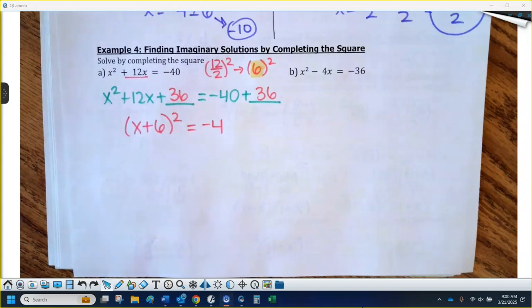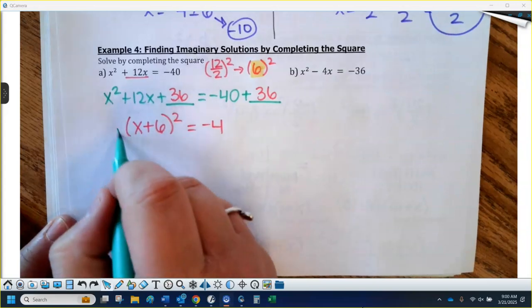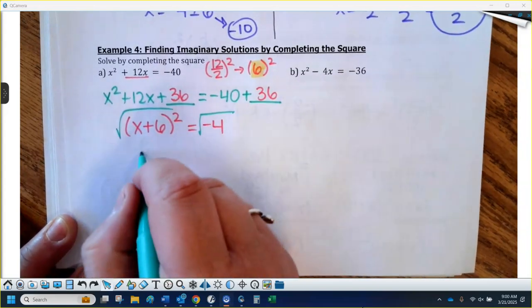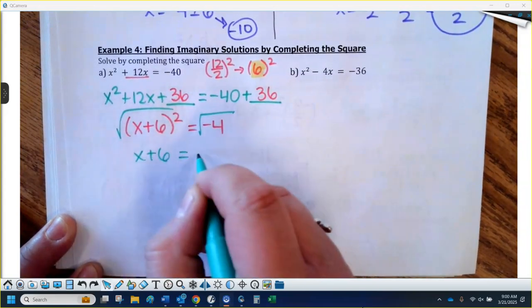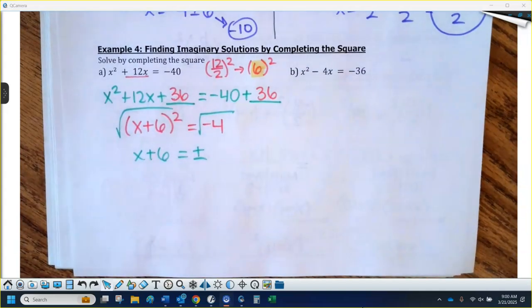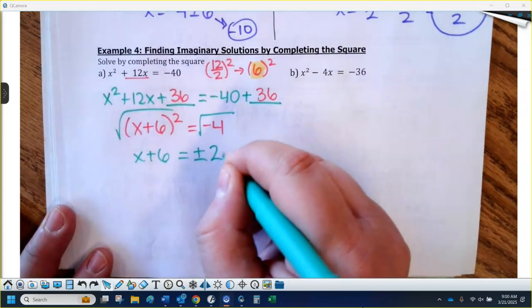Now, we're going to take a square root, but now we know how to do the square root of a negative number from yesterday. So I get x plus 6 here. Square root and squared cancel each other out. Do not forget the plus minus in front of your lovely radical. Anybody know square root of negative 4? 2i because of the negative. So this is plus or minus 2i.